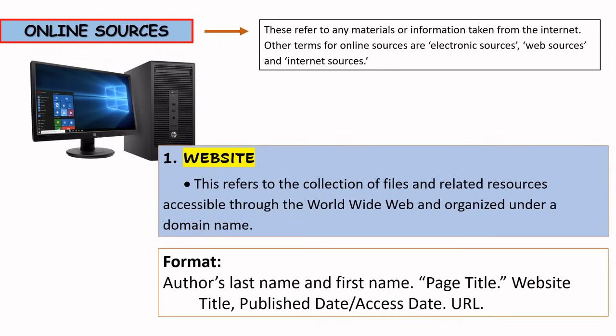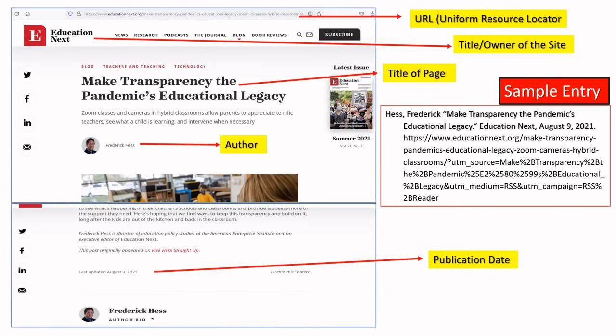This is the sample format of writing a website bibliography. Author's last name and first name, period. Page title, period, enclosed in quotation marks. Website title, comma. Publish date or access date, period. URL, period. Here is a sample.